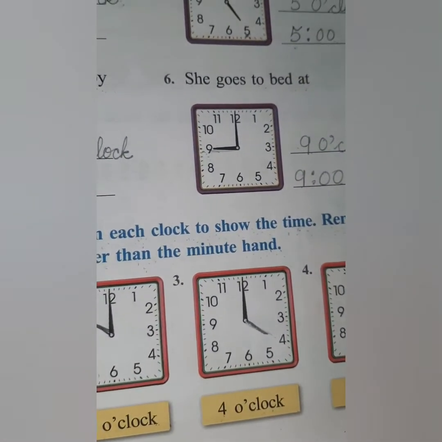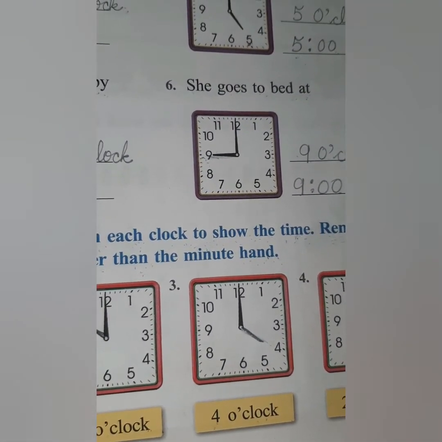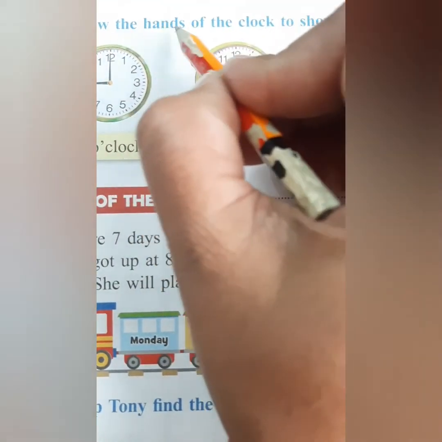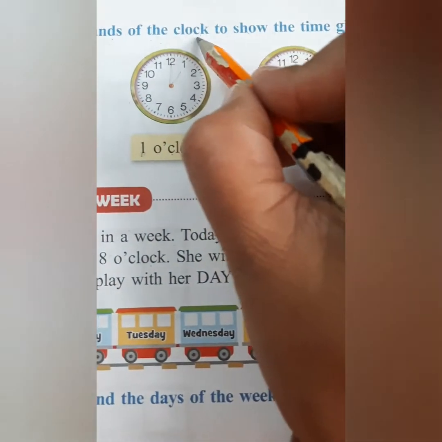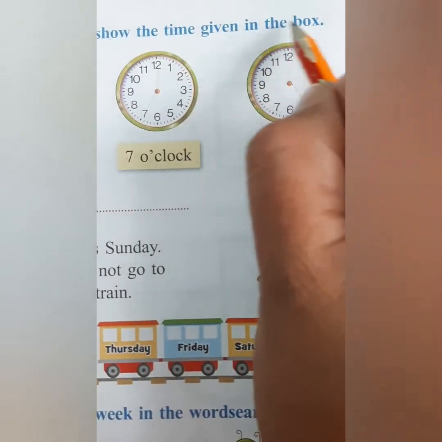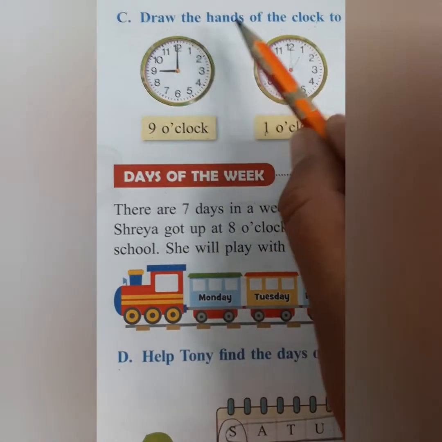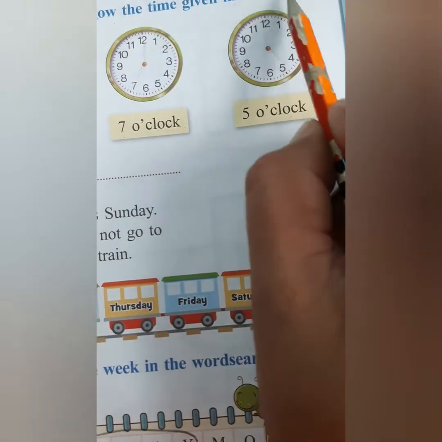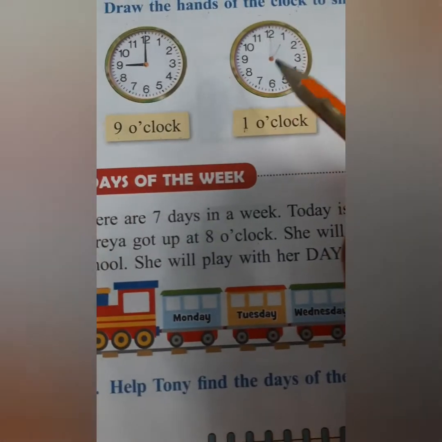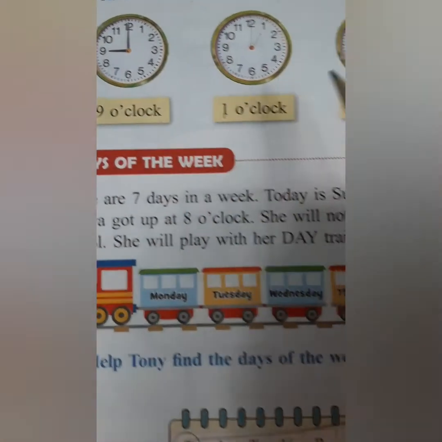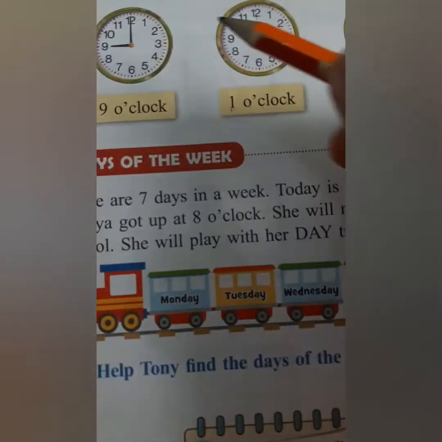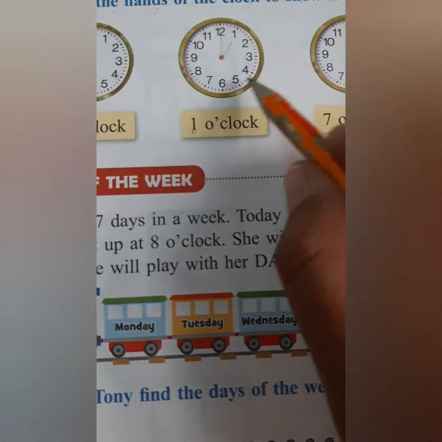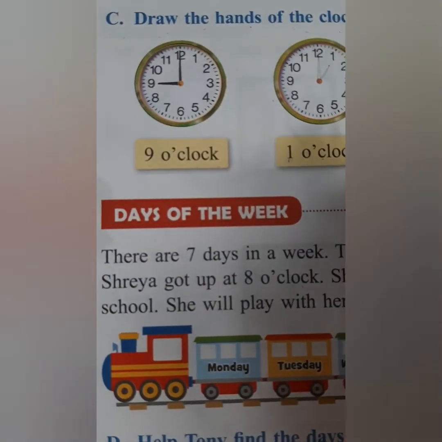Now let's move to next page, number 140. Now let's read question C. Draw the hands of the clock to show the time given in the box. Okay, draw the hands of the clock to show the time given in the box. Okay, so children, you can see the pictures of clocks are given here. So what we have to do, we have to draw both the hands to show the time.